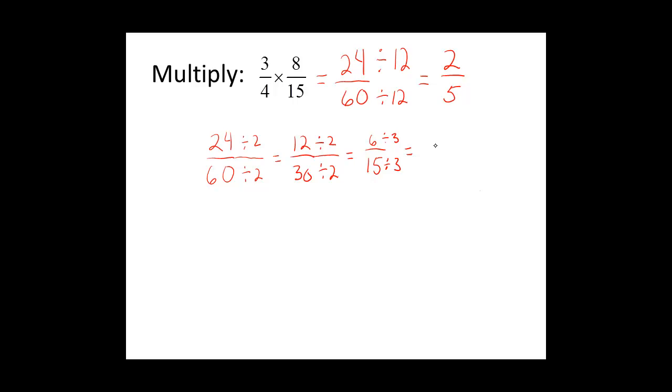So 6 divided by 3 is 2, and 15 divided by 3 is 5. Using the greatest common factor, we do this in one step, and doing it the second method, it might take a few steps. You know that you're finished when the numerator and denominator have a greatest common factor of 1. The only number that divides both 2 and 5 is 1.